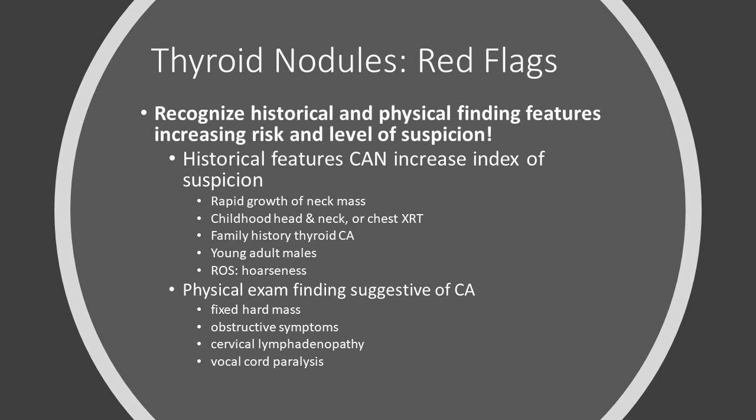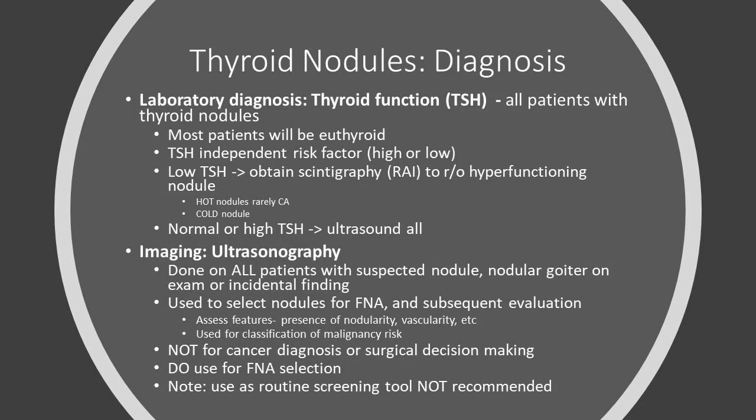Large substernal goiters can cause superior vena cava syndrome. Remember, that's the jugular vein distension and facial erythema. It gets worse when you bring both their arms above their head. That's the Pemberton sign. That might have been on your boards recently. So as far as diagnostic workup goes, again, TSH on all patients.